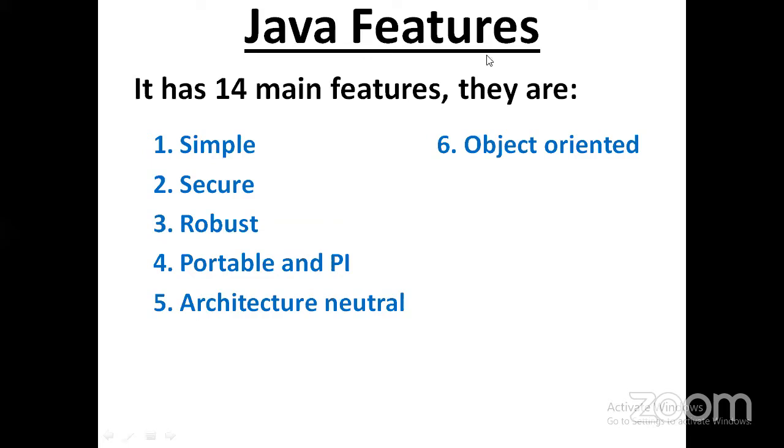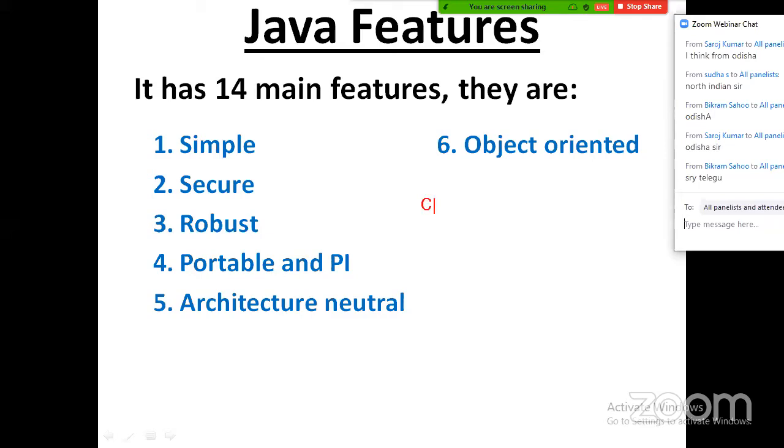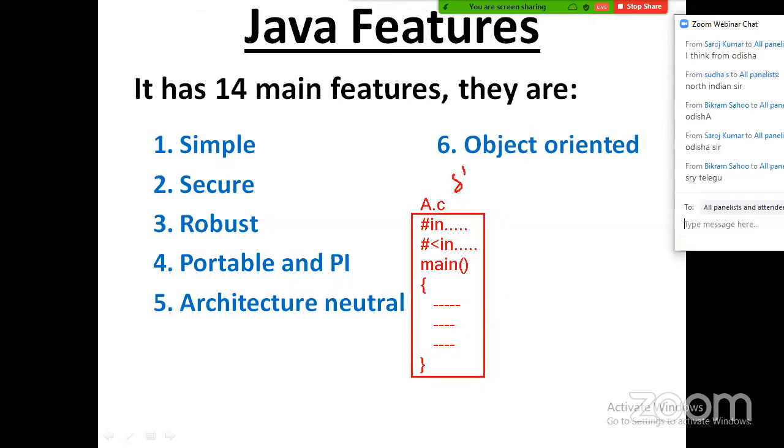All right, come to the point now. Object oriented is one style of programming. What is that style? Observe here. If you take C style, a.c, the program will be written something like this: hash include, blah blah, hash include, angular brackets, and then directly start main, open bracket, next line, and then write some program here. In the software industry we call it blah blah. This is C style. This is a structured program.